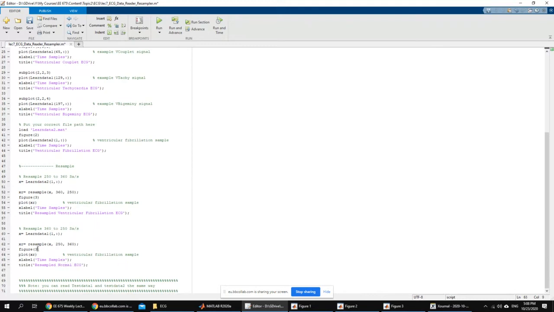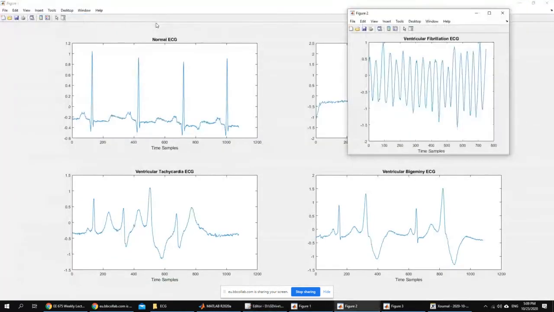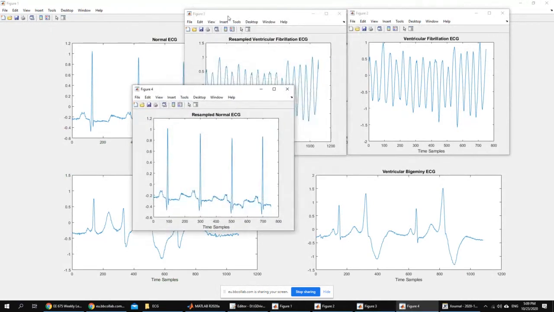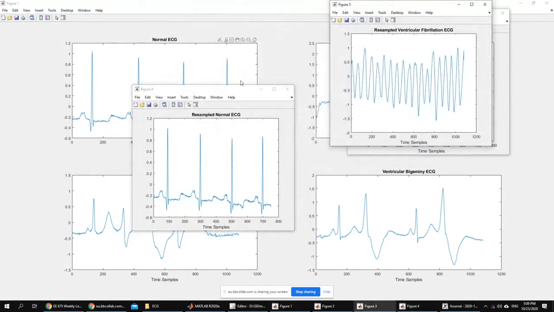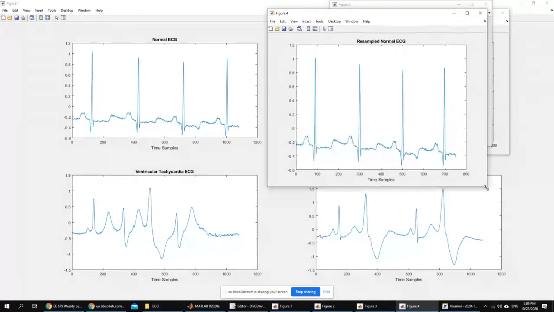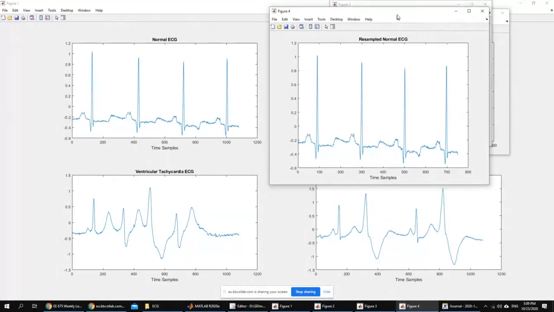I have here figure 4, so that we can compare it to the other one. Compare this one here to this one here. They look the same, right? But here it's 1080, here it's 750. They look actually very close together. You cannot really see much difference between the two, but actually they are resampled.